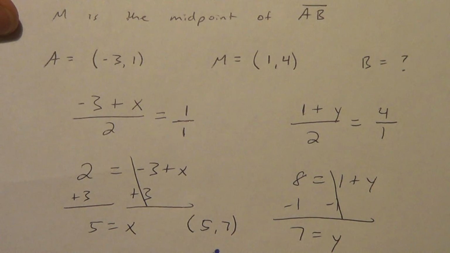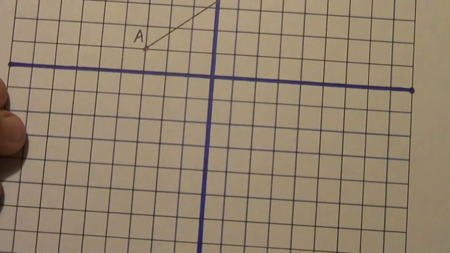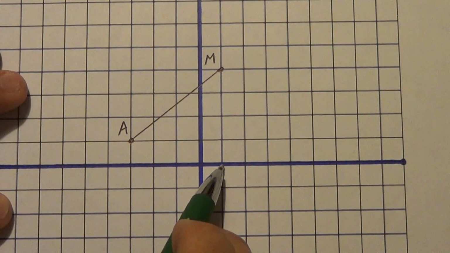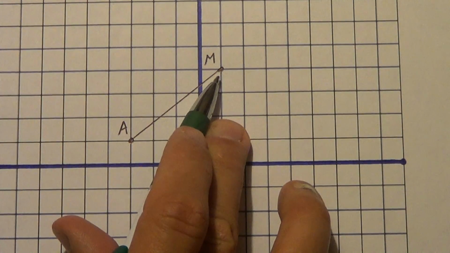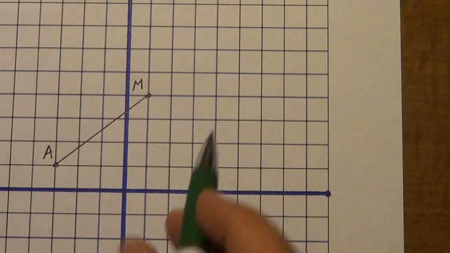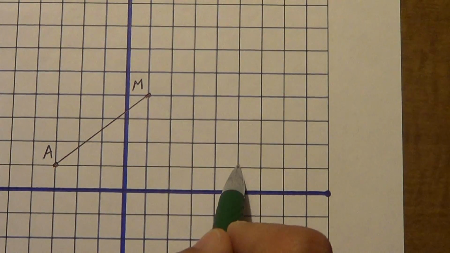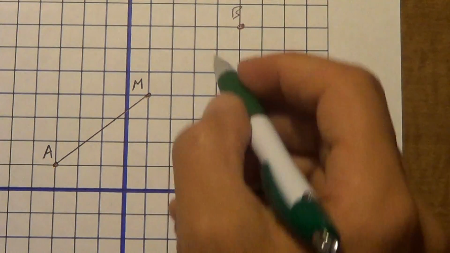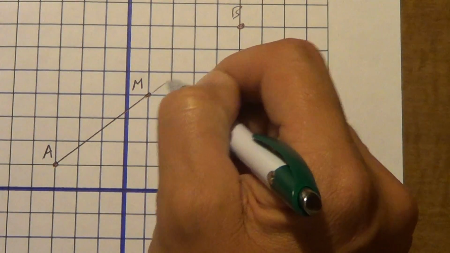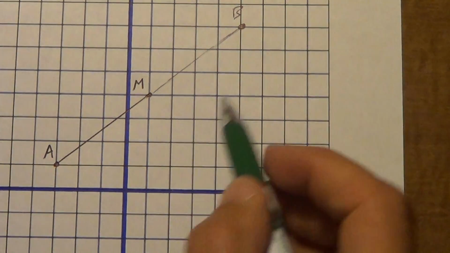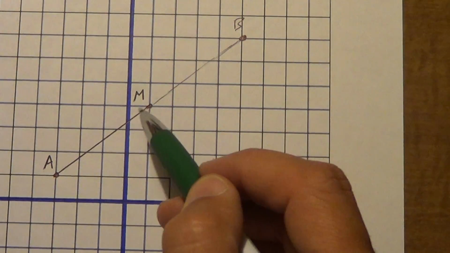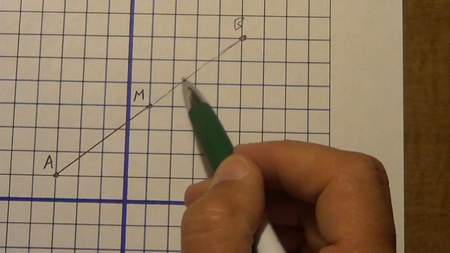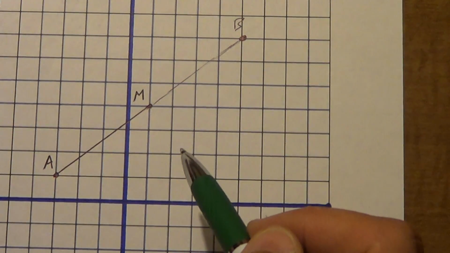I have this one graphed. So A was negative 3, 1. Right here, negative 3, 1. M, the midpoint, was 1, 4. And I think my answer is 5, 7. So let's see where that puts us. 1, 2, 3, 4, 5. 1, 2, 3, 4, 5, 6, 7. Up here at B. Now if I were to connect this the rest of the way, does it look like this new section here is congruent to this section here? Yeah, it looks like it. Do they look like they're in a nice straight line? They do. And we're good with our answer.